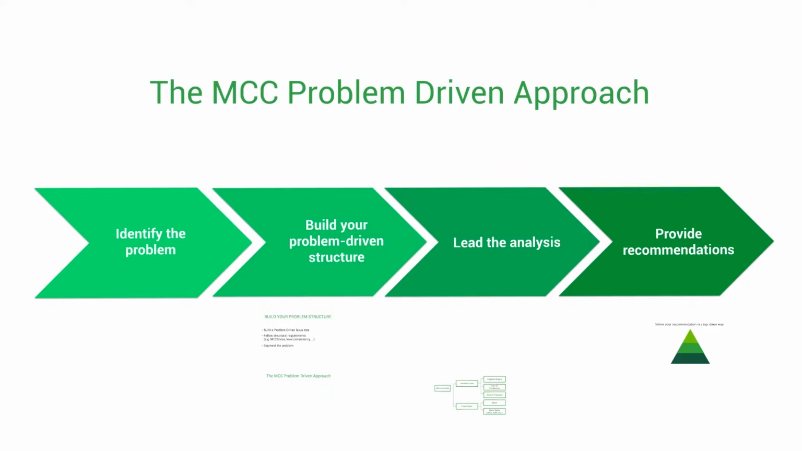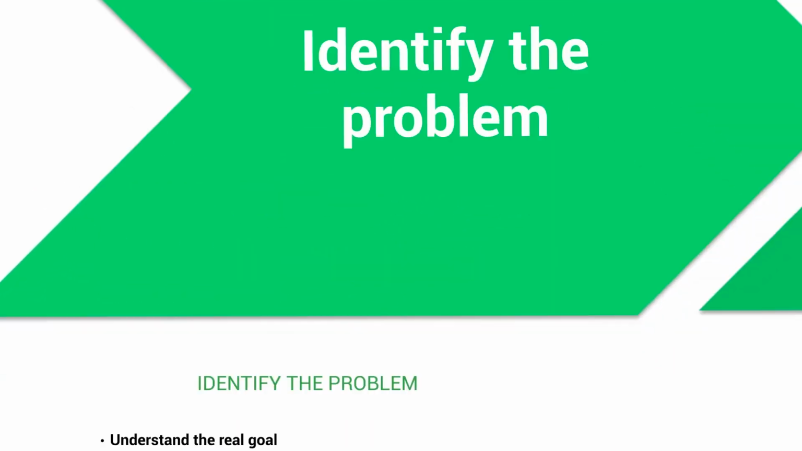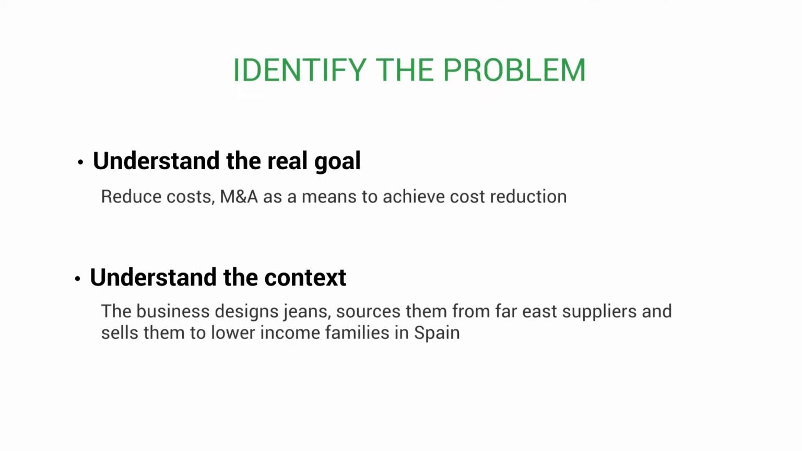When you follow our approach, you need to start by identifying the problem. You need to understand the real goal here. This is to reduce costs. The M&A is simply a means to achieve that cost reduction. You also need to understand the context. The business designs jeans, sources them from Far East suppliers, and sells them to lower-income families in Spain.